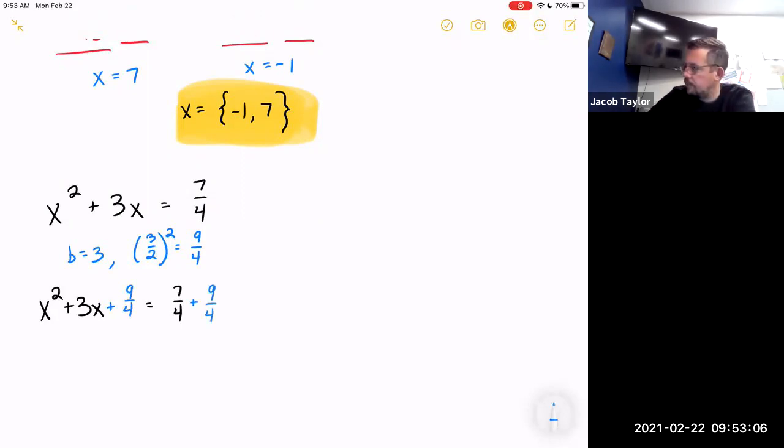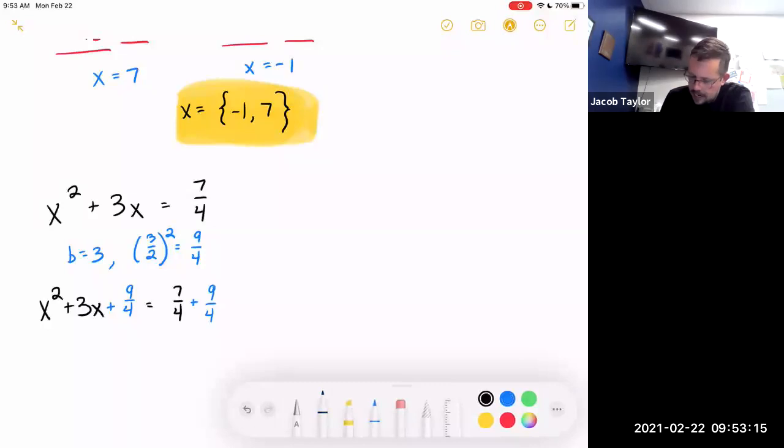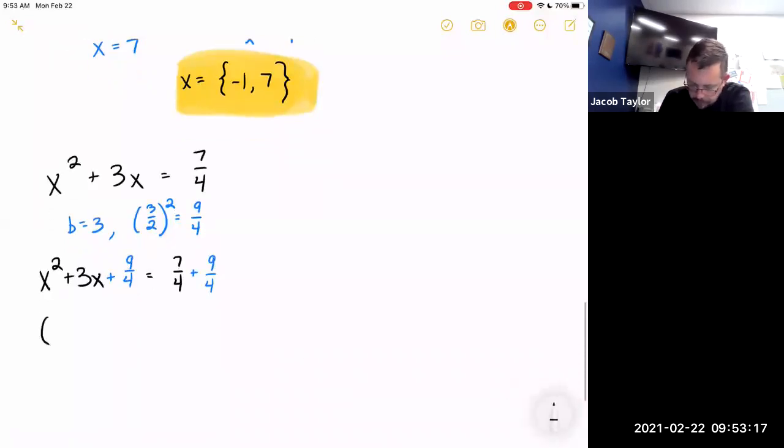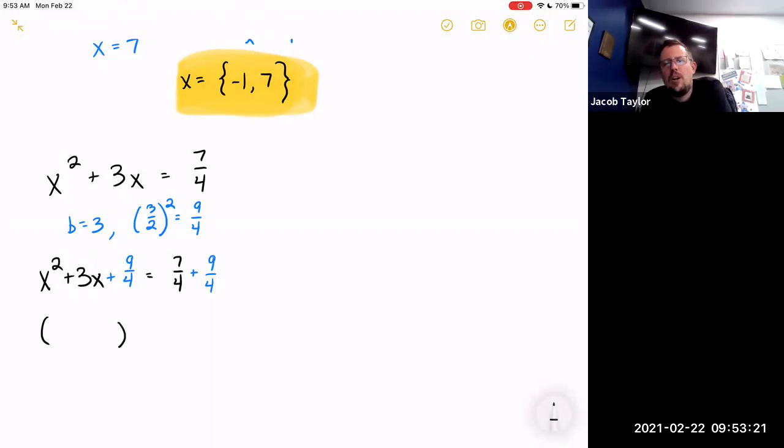Like so. So let's go ahead and factor it. What's it going to factor into? That's really hard to factor something with a fraction. But I'm hoping the last two problems we've done, you've figured out the pattern for what's going to go in the parentheses.